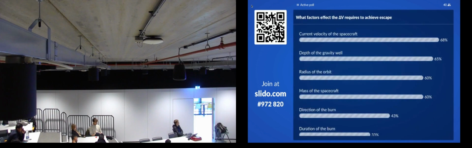Two, what factors affect the delta V to achieve escape? The current velocity of the spacecraft, the depth of your gravity well, the radius of your orbit, the mass of your spacecraft, the direction of your burn, and the duration of your burn. Okay. The escape velocity slide, let's get it here.